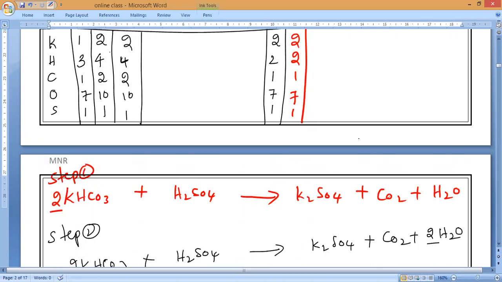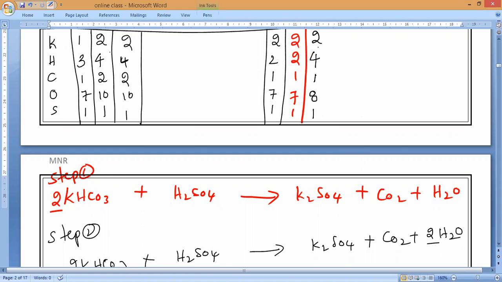So now product side, what will become? Product side, check it. Potassium, any change? No change in potassium. Next, hydrogen will become 4. Carbon 1. Oxygen, check it, guys. 4 plus 2, 6. 6 plus 2, what? 8. Yes or no? Sulfur 1. That is clear.